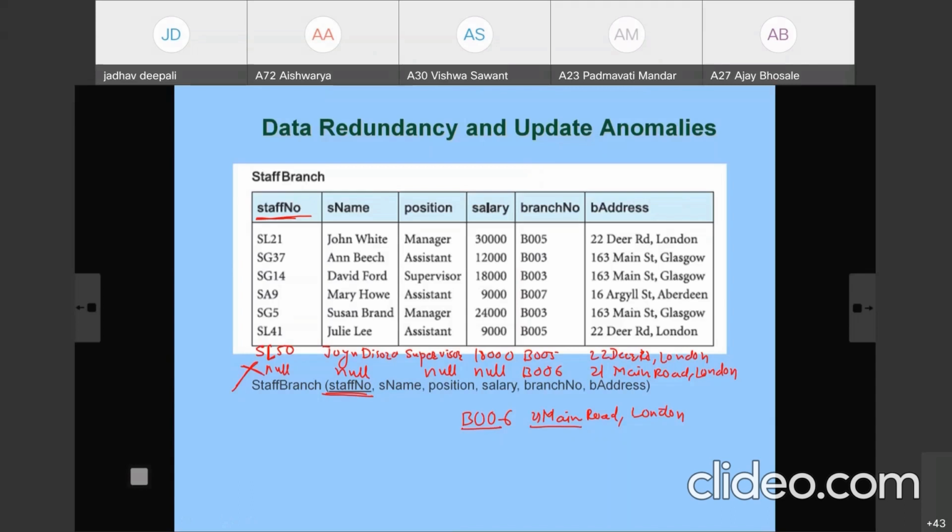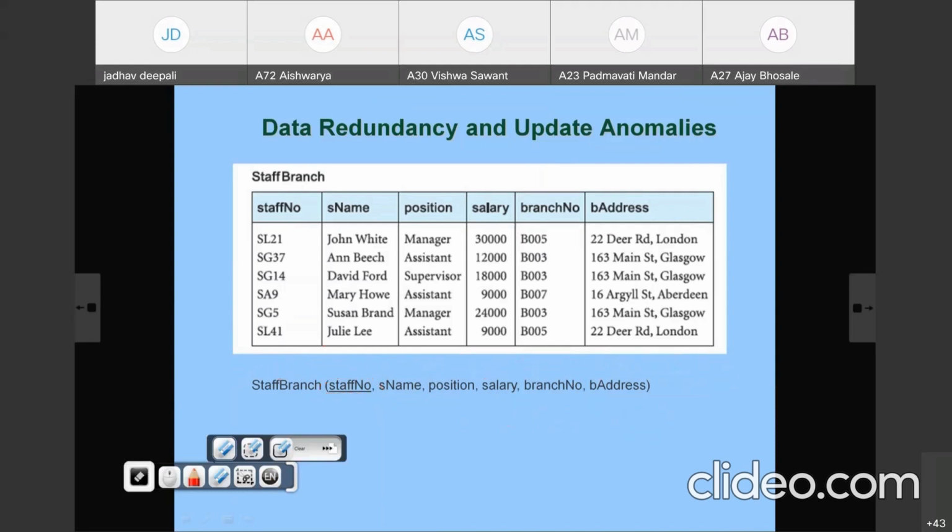The first one is that if we want to insert a staff, then along with that we need to add the branch number and address of that branch also. And if a new branch is open, we cannot insert it directly. Why? Because for all other attributes, if we try to insert null values, it is not allowed since staff number is the primary key. Means we cannot insert B006 and its branch address until a staff is allocated to that branch. That is called insertion anomalies. Means the problem occurs while we insert the data.